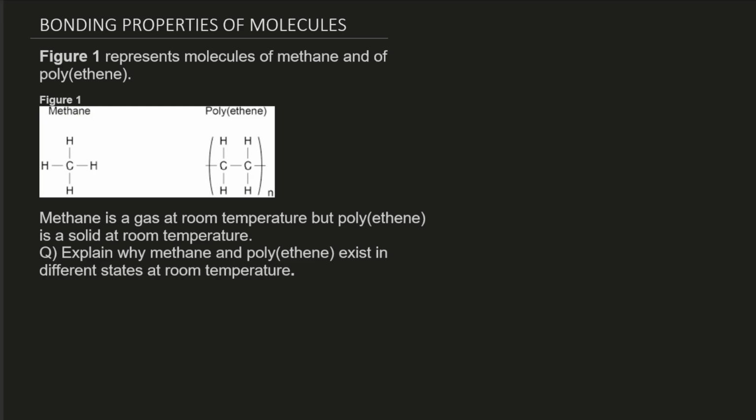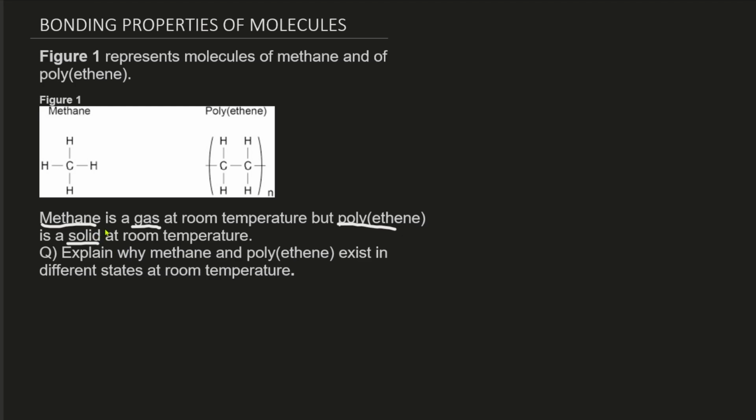Okay, guys, so this is a nice question about differentiating between what these different molecules are and how they bond. The question says the following. You've got a structure of methane and a structure of part of polyethene. It says methane is a gas at room temperature, but polyethene is a solid. So here's the first clue in the question. Methane is a gas and polyethene is a solid at room temperature, which is around 25 degrees. Explain why methane and polyethene exist in different states at room temperature.